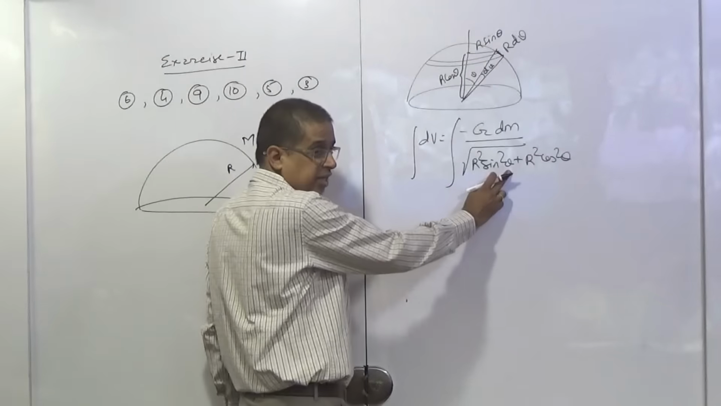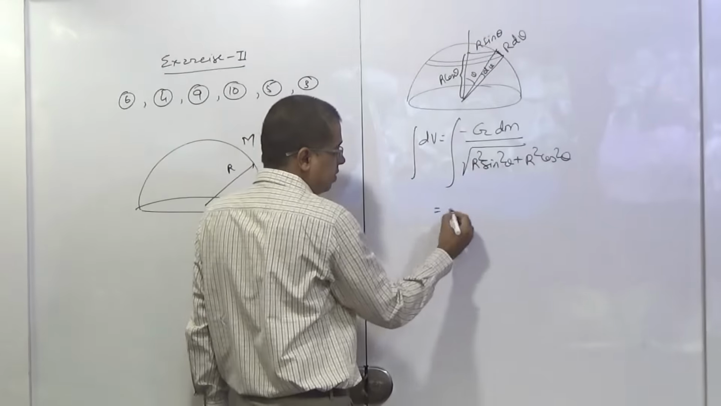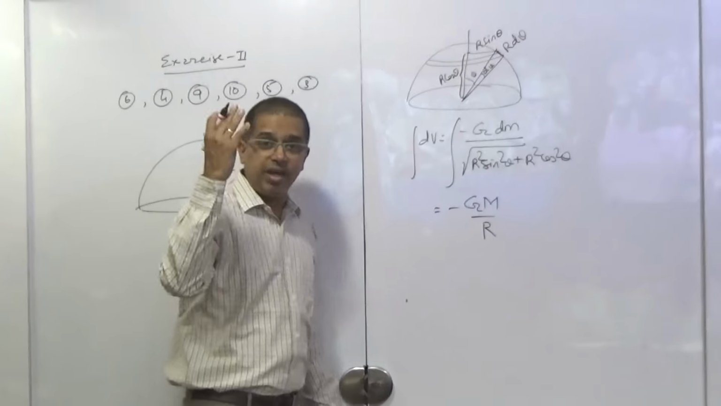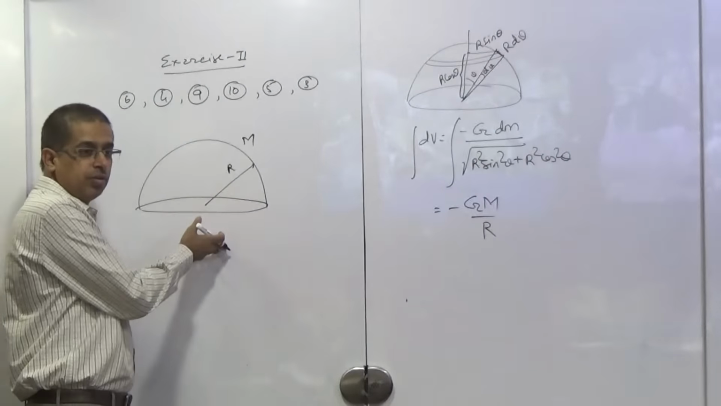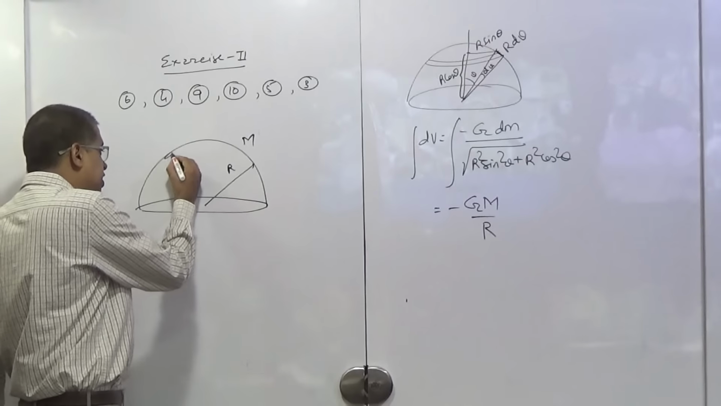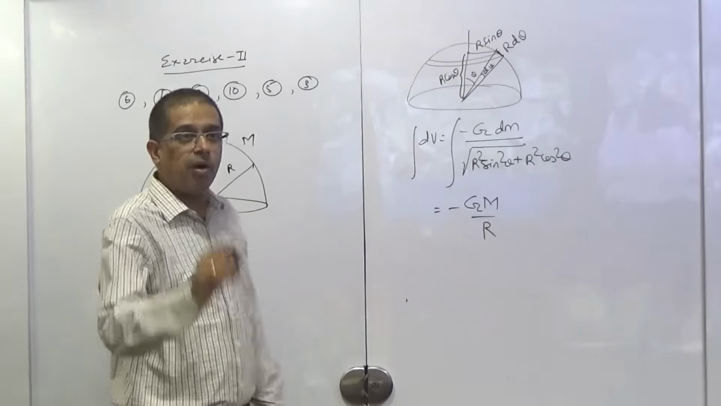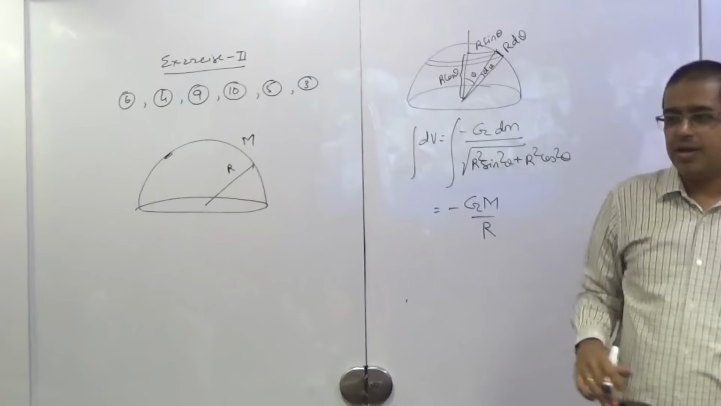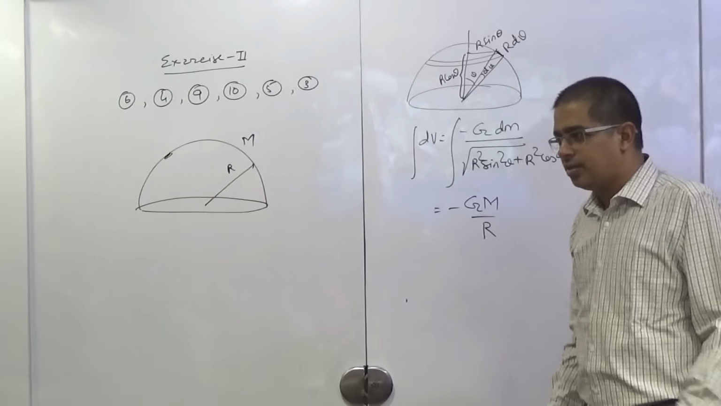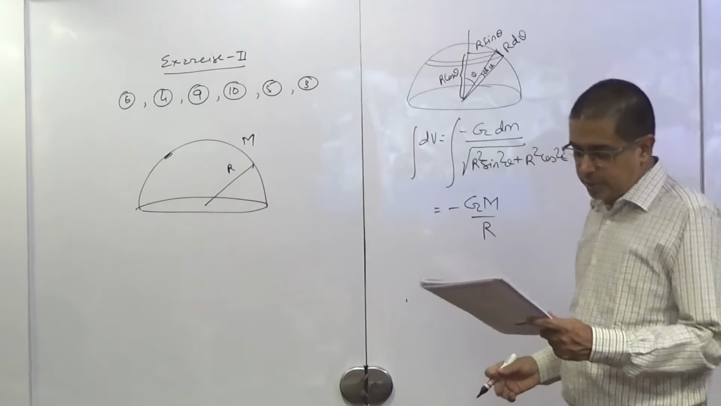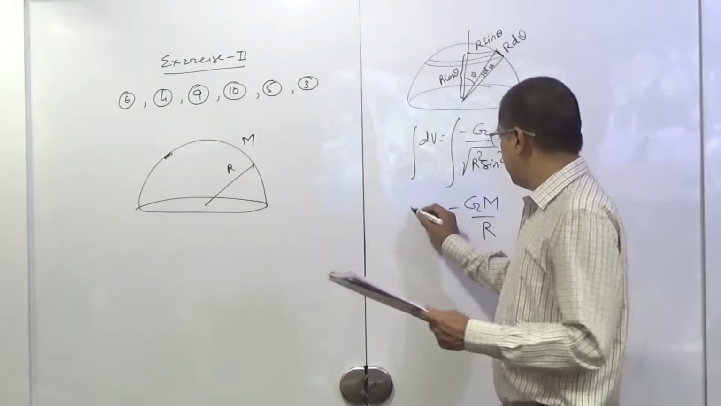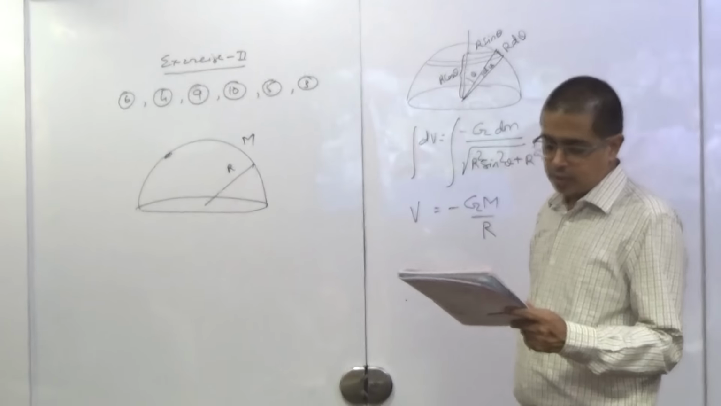Now this is a constant. So integral dm is m, which I would have directly made a guess. Why? Because any small element of the hemispherical bowl I take is at the same distance from the center. I don't need to do this integration. So for a hemispherical ball of radius r and mass m, the potential is V. This is what he is giving you.